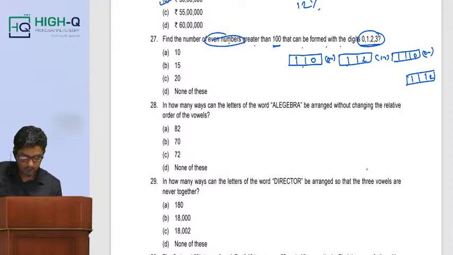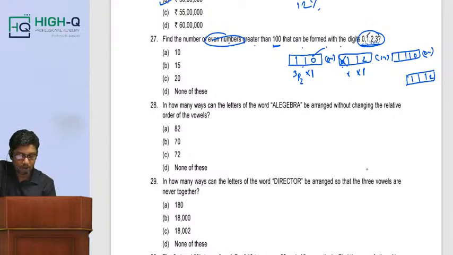Now, look at this, my dear. 0, 1, 2, 3. Last digit must be 0. That means the remaining 2 digits can be selected among these 3 digits. So can it be 3P2? Yes, it is 3P2 into one way. Here, the last digit can be arranged in one way. First digit cannot be 0. So for the first digit, we have either 1 or 3. So among 2, any 1 can come.